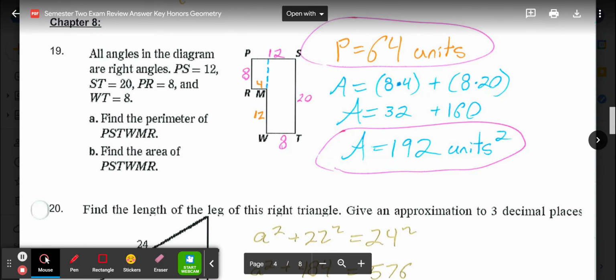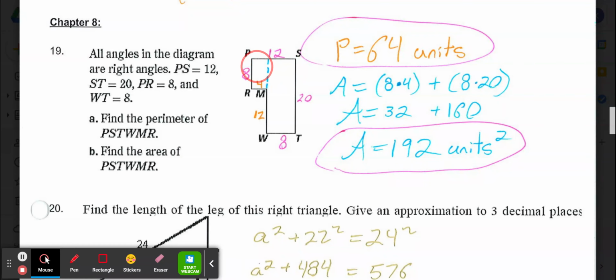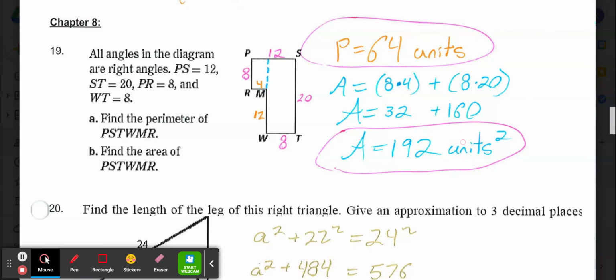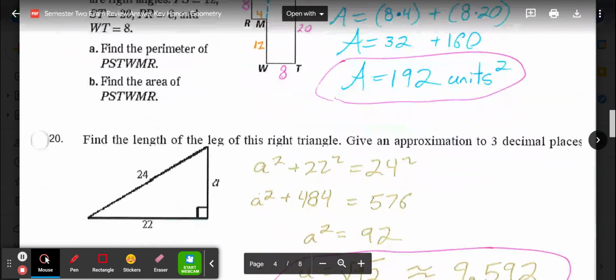The area, we can break this into two rectangles. One is 8 by 4, the other is 8 by 20. So 32 plus 160. Area is 192 square units.